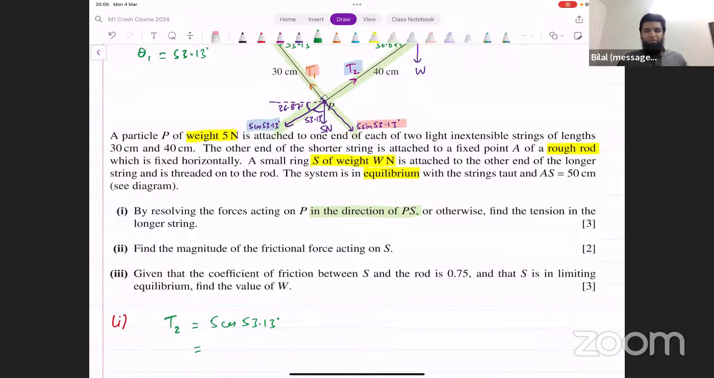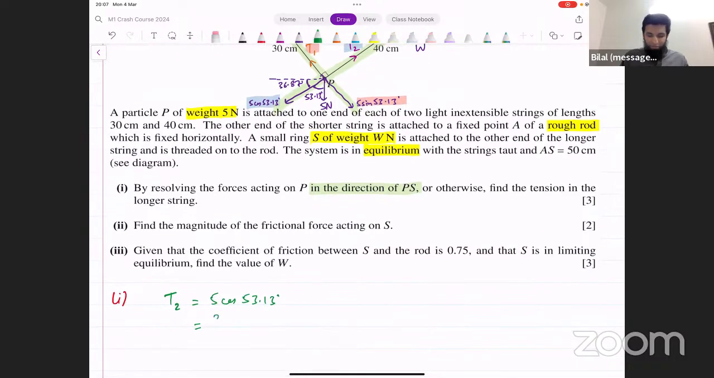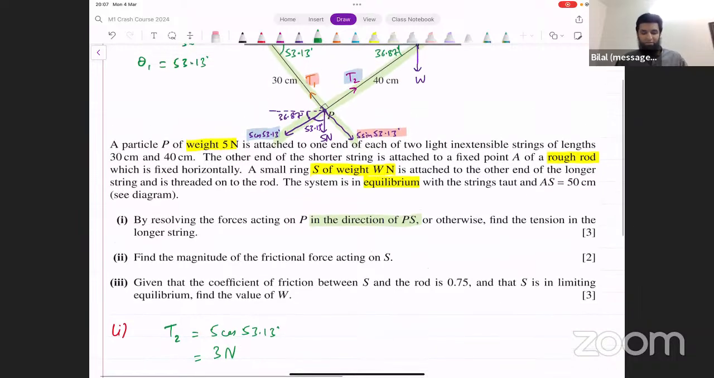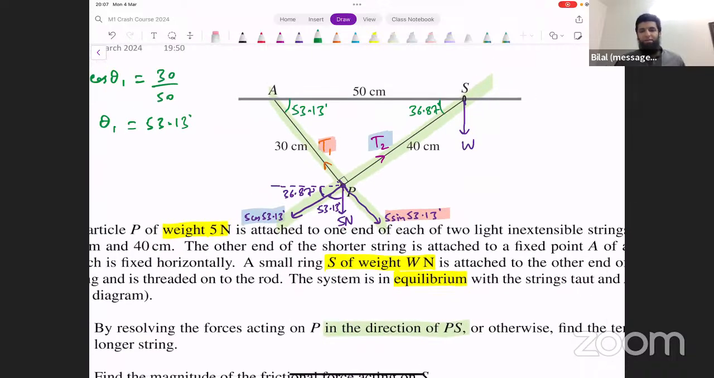Okay, what do you get from this? 5 cos 53.13? 3 Newton? Yes, sir. So that's the tension in the longer string. You could get this directly like this by resolving forces in the directions that they have suggested. Does this make sense? Yes, sir. Any problems, anyone? Does it make sense to you? Yes, Abdullah. Sir, how did you make these components 5 cos 53 and 5 sin 53?